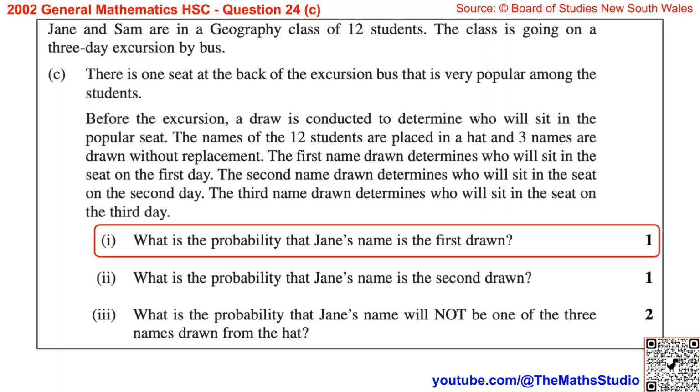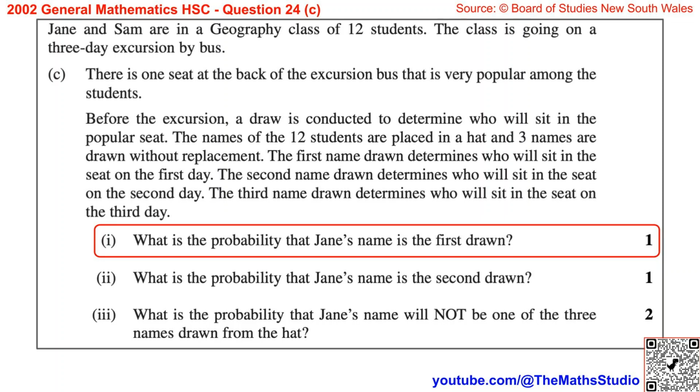Question 24. Jane and Sam are in a geography class of 12 students. The class is going on a 3-day excursion by bus. Part C. There is one seat at the back of the excursion bus that is very popular among the students.